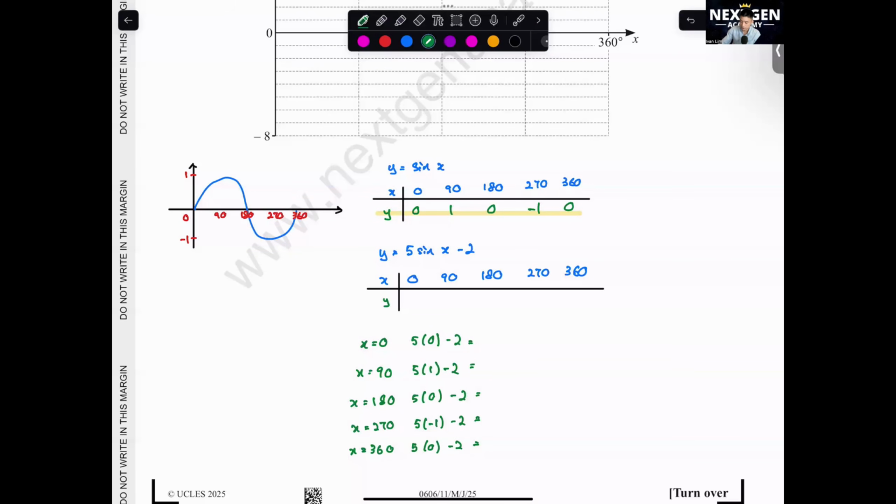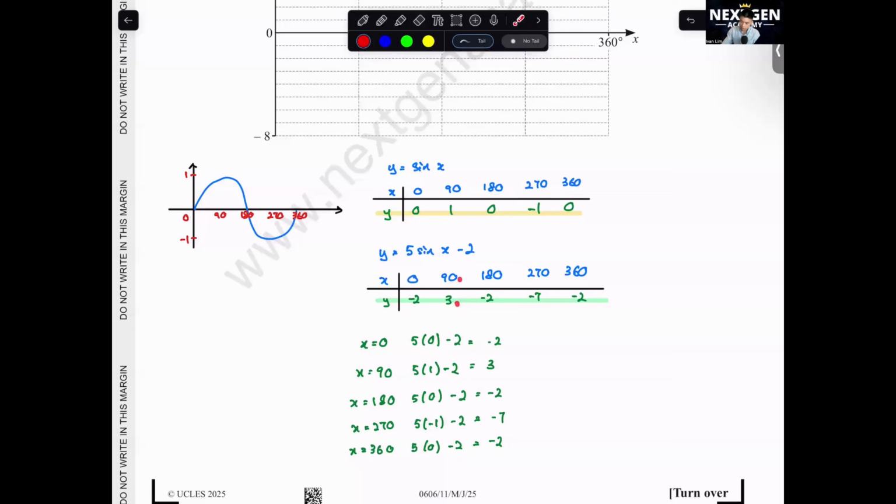You calculate all these values first. You get minus 2, 3, minus 2, minus 7, and minus 2. These are the values that we want to sketch on the graph. Got it? You need to plot the points correctly. It cannot be just a rough estimate. All of it needs to be plotted out properly. That means at 0, you plot at -2. At 90, you plot at 3.